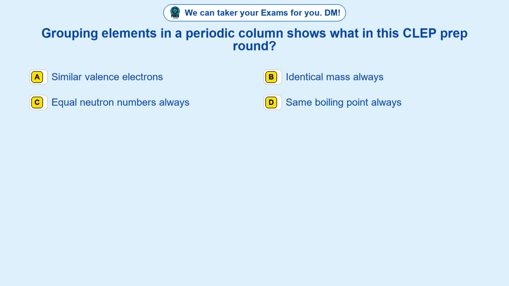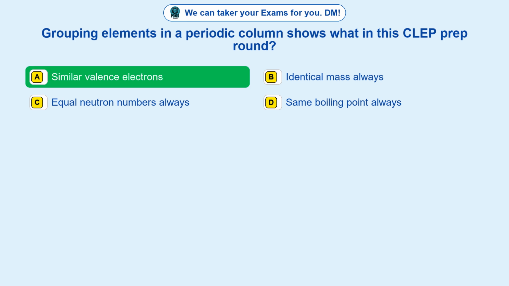Question 40. Grouping elements in a periodic column shows what in the CLEP prep round? Option A, similar valence electrons. Option B, identical mass always. Option C, equal neutron numbers always. Option D, same boiling point always. The correct answer is option A, similar valence electrons.